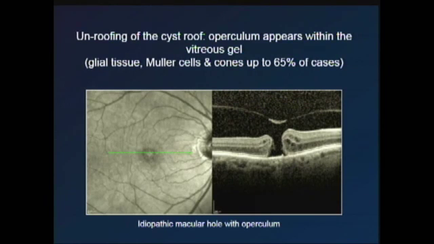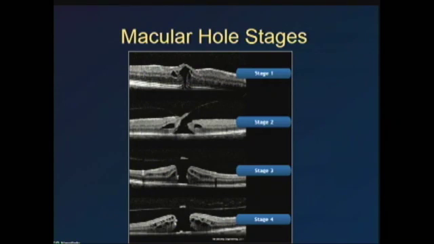Clear? Yeah? Silence. If it's not clear, let me know, because it's important that you understand the mechanism here. So here again, just to tell you that you've got a cyst, cavitation, and then you've got an unroofing because the vitreous continues to pull, and then it pulls even further, and you get a big hole.